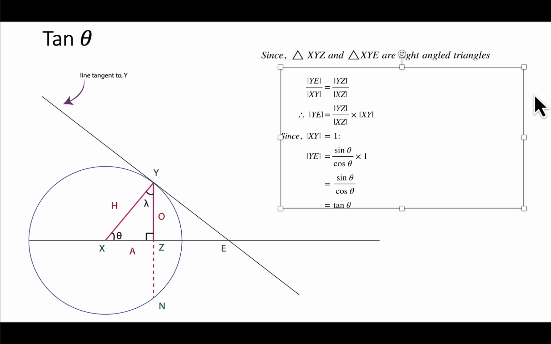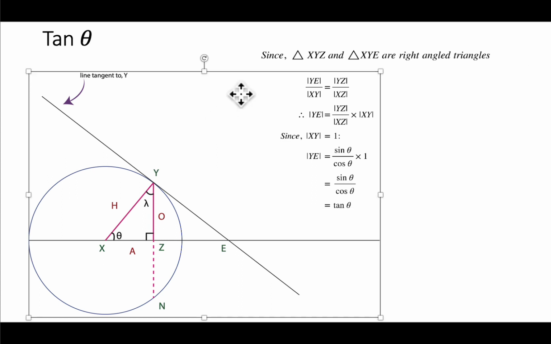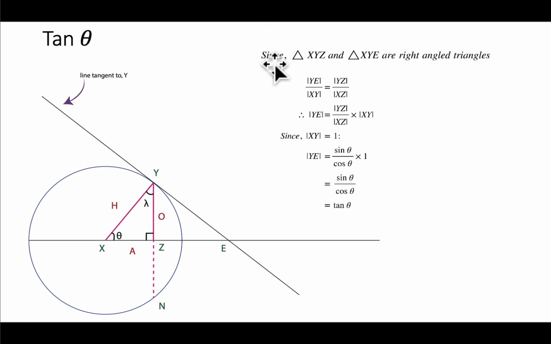Now the question is regarding tan of theta. So what's the tan of theta? What I will show you is that the tan of theta, in a unit circle with a radius of 1, is the length YE. And I will show you why this is so. Basically, since the triangle XYZ and the triangle XYE are right angle triangles, because you remember that we drew the tangent to XY, and if it is a tangent it has to be a right angle.